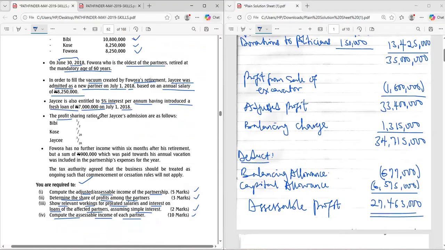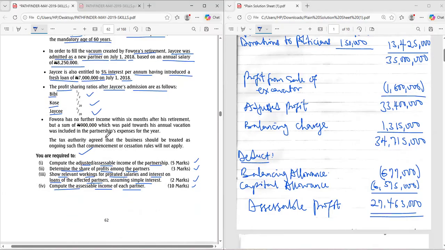And I said the profit sharing ratio after JC's admission are as follows. You know, Powora is now out. So the partnership is now between who? BB, O'Shea, and who? JC. So this is now their profit sharing ratio: 1/2, 7/20, and 3/20. Powora has no further income within 6 months after his retirement. What is that 6 months? July to December. There was no other income for Powora.